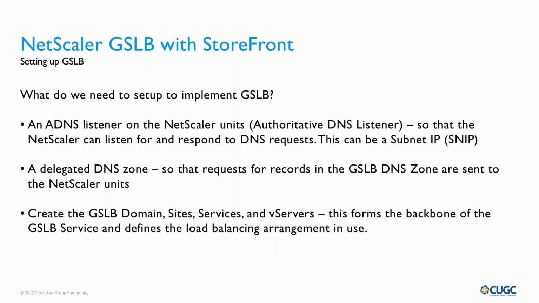So just to look at what we actually need to set up, I think it kind of falls into 3 chunks, if you like. So we need an authoritative DNS listener on the NetScaler units. What that means is that the NetScaler can listen for and respond to the DNS requests. That can actually be a subnet IP. I would use the subnet IP because otherwise you need another address. Keep it nice and simple.